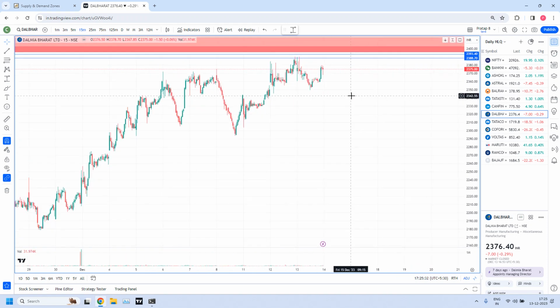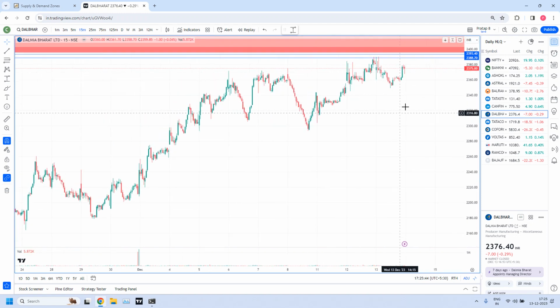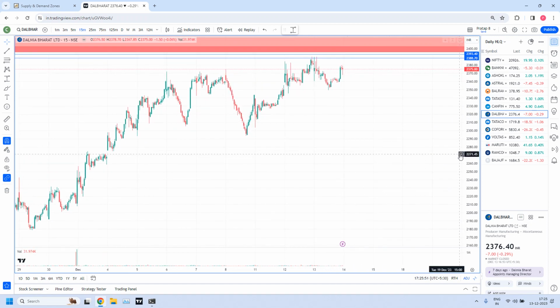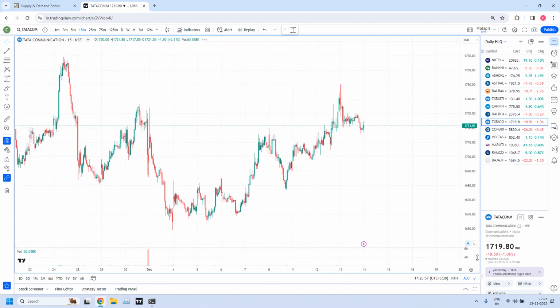Most of the time, such kind of zones are going to be successful the moment prices enter inside this zone. Mostly, we will get a good opportunity, and they will give a good return. So today also we didn't get an entry in this zone. And the next one is Tata Communication. Tata Communication also we didn't get any.